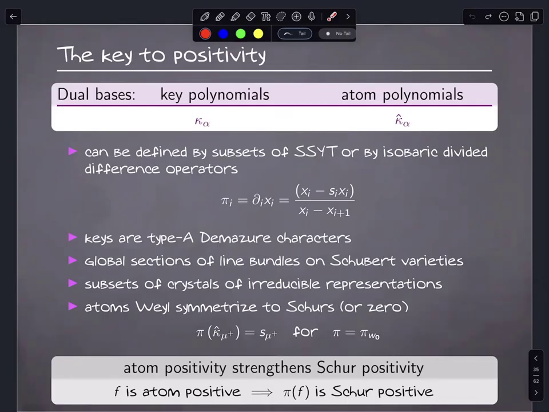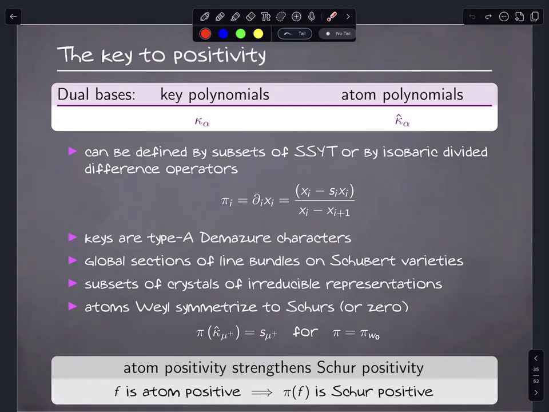They have combinatorics, representation theory, geometry, and you could also use the isobaric divided difference operators to generate them. But most importantly for our talk, if you take the Weyl symmetrization, which you can think of as an operator indexed by the longest permutation, that's not really usually how we think of it, but it is that. If you Weyl symmetrize an atom, it's either a Schur function or zero.